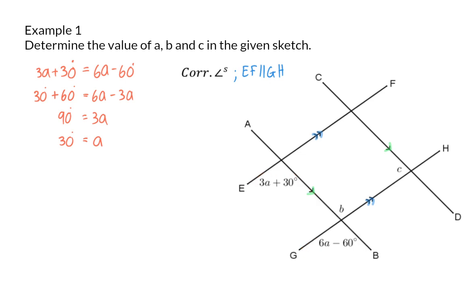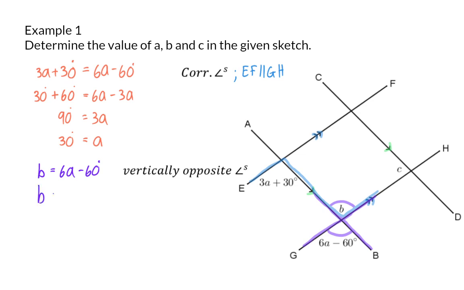Next, if we want to determine the value of B, there's more than one option. Firstly, you could have recognized that angle B is formed by two straight lines intersecting, which means we have vertically opposite angles that should be equal in size. Or you could have recognized that angle B is the alternate angle for the angle 3A plus 30. I'm choosing to go with the angle B should be exactly 6A minus 60 because they are vertically opposite angles.